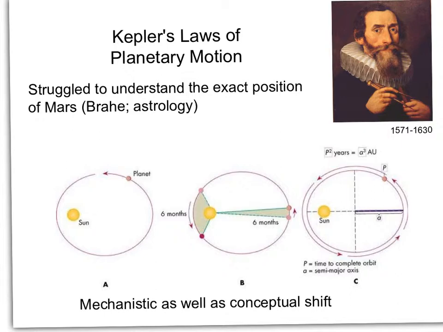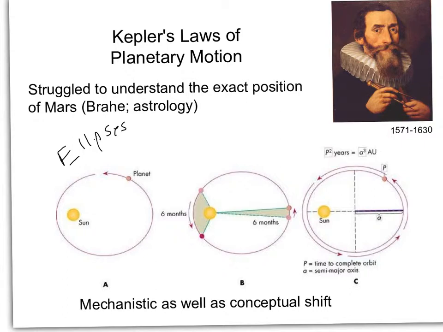You can tell he worked many centuries ago because his work is talked about in terms of laws. You know, this is back in the olden days when the idea was to find laws of nature. But Kepler's laws of planetary motion basically come down to three. First, that planets travel around the sun in elliptical orbits. So the law of ellipses.